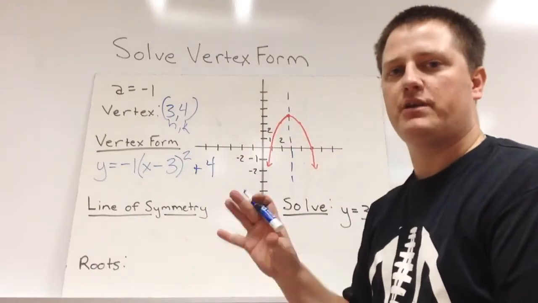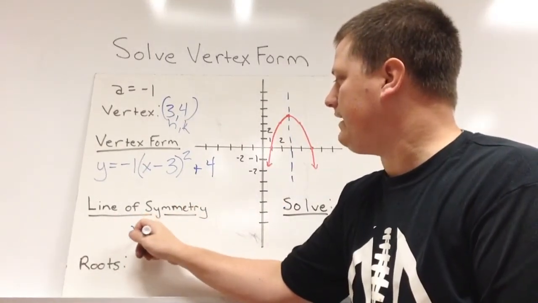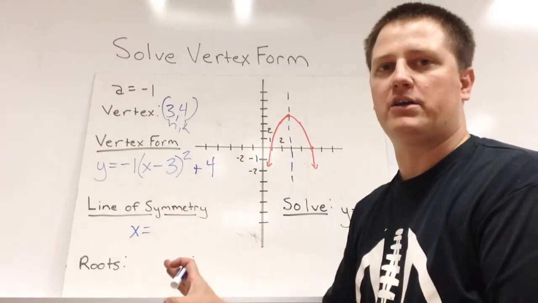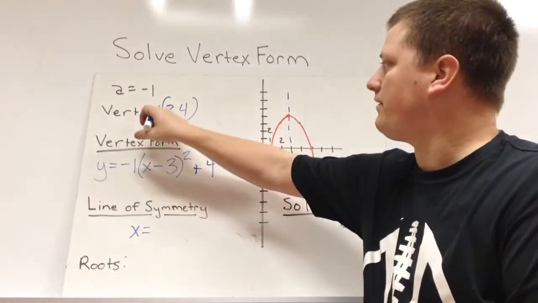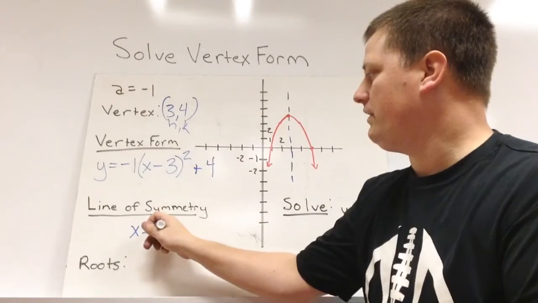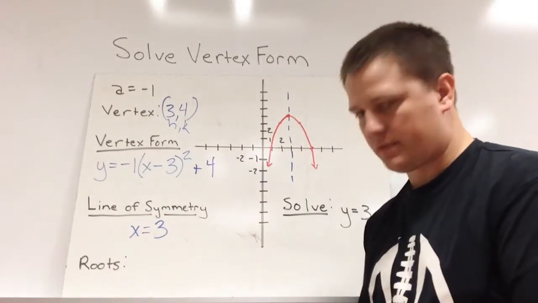The line of symmetry is actually pretty simple. It is x equals the x value of the vertex. So our vertex is 3, 4. Therefore, the 3 is our x value. So our line of symmetry is x equals 3.